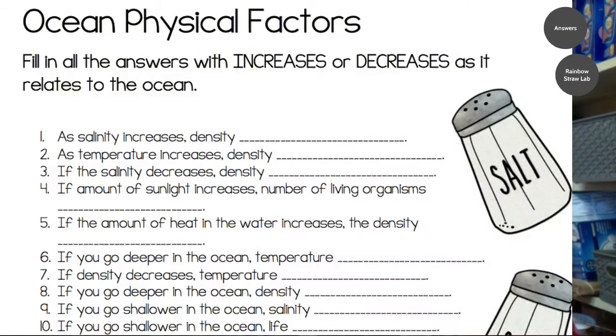If you go deeper in the ocean, temperature decreases. That's pretty easy. As we go deeper into the ocean, it gets colder and colder. If density decreases, temperature increases, right? Because if density is decreasing, we're getting closer to the surface, and so temperature is increasing. If you go deeper in the ocean, density increases. If you go shallower in the ocean, salinity decreases. If you go shallower in the ocean, life increases.